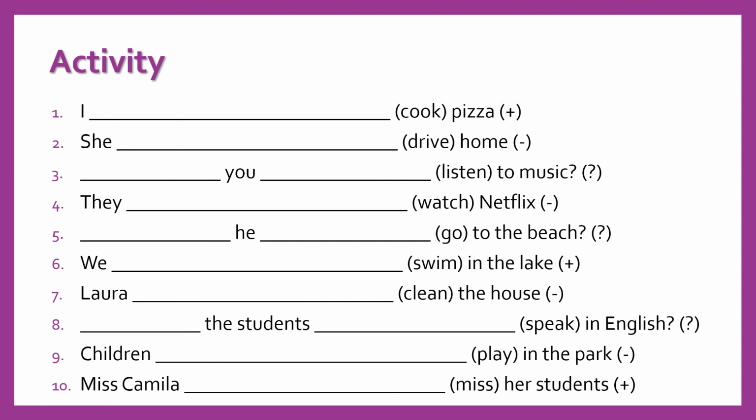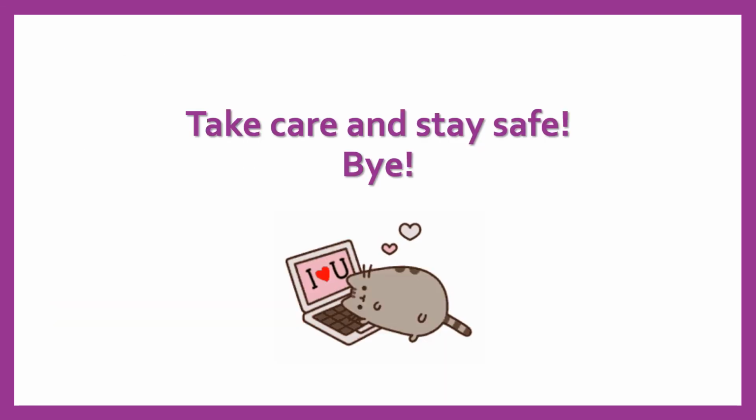So for example, number 1, I cook pizza, positive. Here I'm going to use the verb to be am because I have the pronoun I. Aquí voy a ocupar el verbo to be am porque tengo el pronombre I. And also to the verb cook, al verbo cook, I'm going to add ing, le voy a agregar ing. En este caso también recuerdo que en el caso de los verbos tengo que acordarme si es que terminan en e o también terminan en consonante vocal consonante.